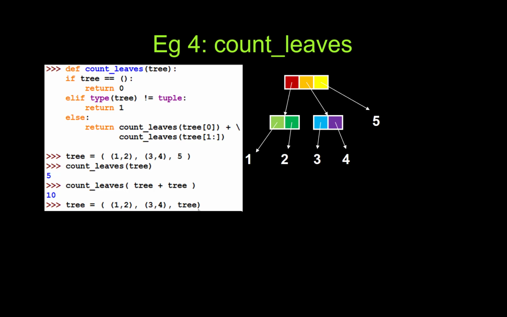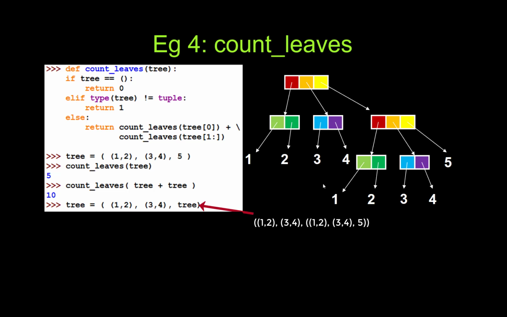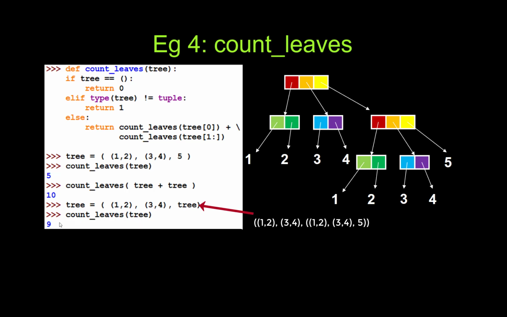Now if you change your tree to be 1, 2, 3, 4 and include the tree itself in here. So what is this tree? So this tree looks like this. The 5 here has been replaced by the tree itself. So you get this picture. So in this picture, you should have 1, 2, 3, 4, 5, 6, 7, 8, 9 leaves. So when you count leaves of the new tree, the tree that you just created, you get 9.